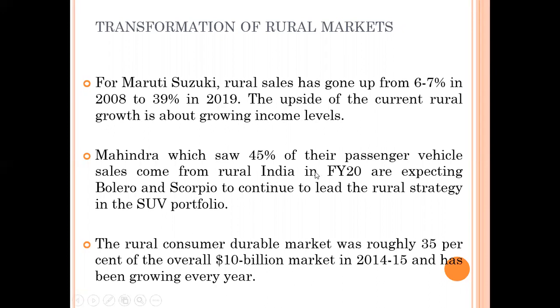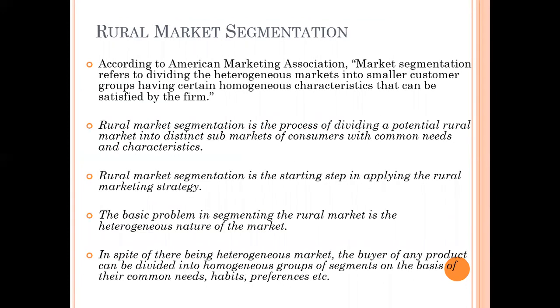Mahindra also gets 45% of its passenger vehicle sales from rural India in 2020, and the top models were Bolero and Scorpio, because rural people can use those SUVs for various purposes. And the rural consumer durable market is around 35% overall, a 10 billion market in 2014, and it has been growing. It is predicted that it will grow every year.